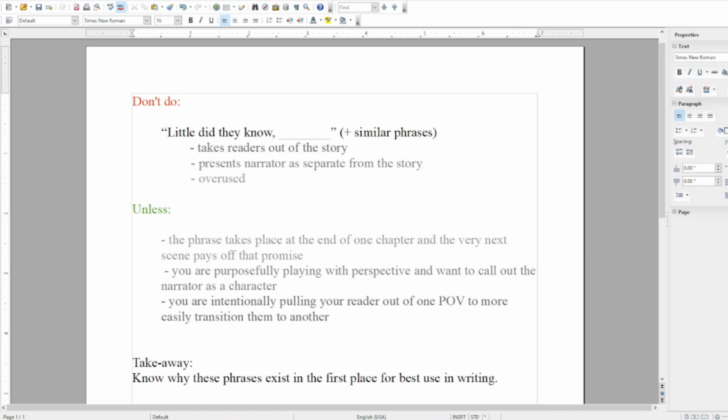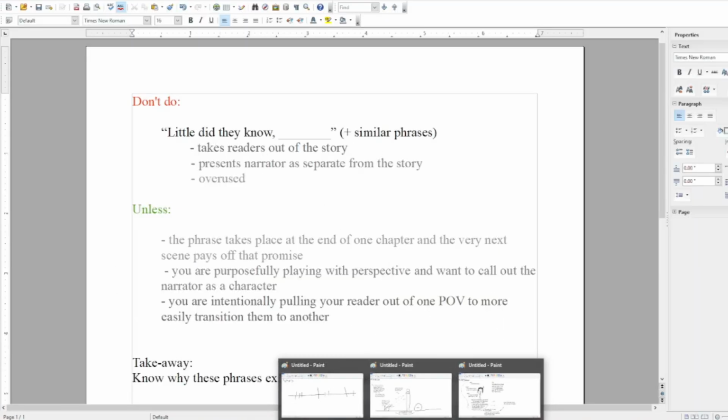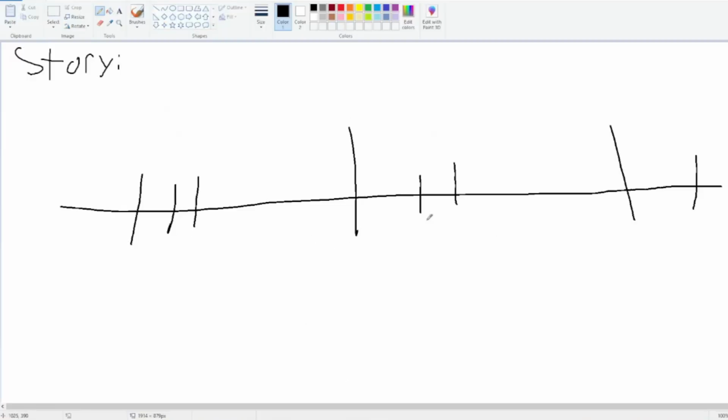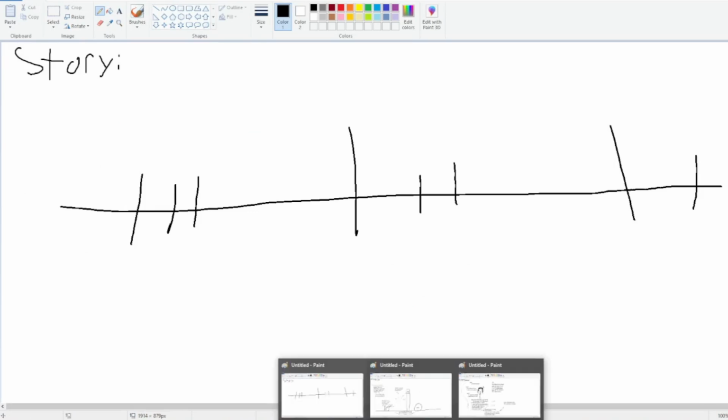Basically, the takeaway of this whole page is to know why these phrases exist in the first place for best use in writing. So, for this phrase or any similar phrase, it's a good thing to know why they exist, deconstruct them, and then know how best to use them in a way that is actually creative. But I guess since we're going with two different kinds, I'll just go over the two different kinds of foreshadowing.